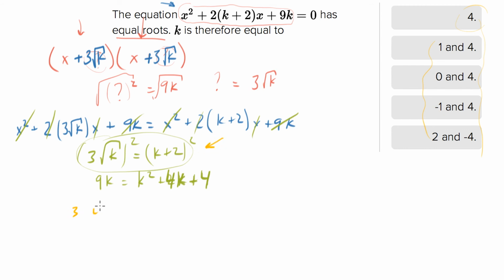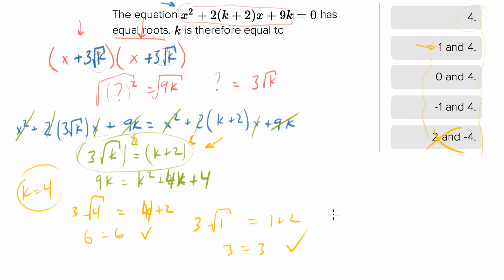If I plug in a 4 for k in here, does it work? If I get 3 root 4, does that equal 4 plus 2? That is 6 equals 6? Yes. So 4 works. So 4 must be in the answer, so we can get rid of that one. Now we need to figure out which other one of these works. Let's try them in order. Let's try 1. If we plug in a 1, remember these squareds don't exist. You can simplify those away. Let's plug in 3 times 1 equals 1 plus 2. 3 equals 3. That works. So 1 must be the answer, so it must be B.